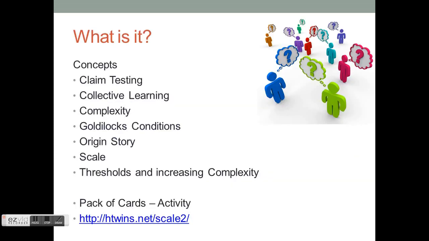Now, when we first started Big History, we wondered, well, what is it? Big History is made up of different concepts such as claim testing, collective learning, but the main concept we looked at was Goldilocks conditions. Goldilocks conditions is basically you can't have too much or too little of an ingredient, otherwise it doesn't work.